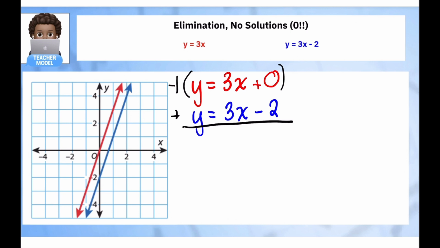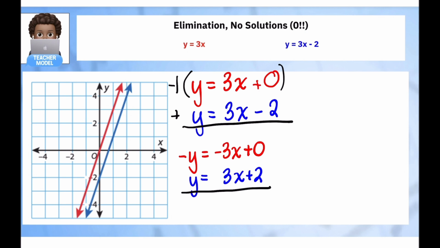I'm going to multiply it by -1. Okay, so here's my new equation now. And pretend I'm distributing. -y is equal to -3x plus 0. y is equal to 3x plus 2. So what happens when I add these two equations? Well, turns out I eliminate the y's and the x's, and I just end up with a 2.